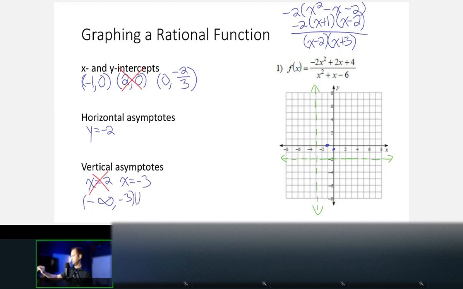And then there's our disconnect. And then what's the next number in our sequence? Remember, domain is x values. 2. Yeah, so there's the hole at x equals 2. And then from 2, where does it go?